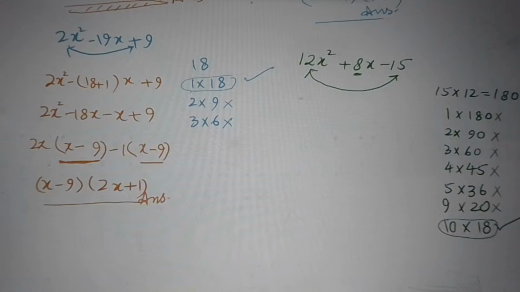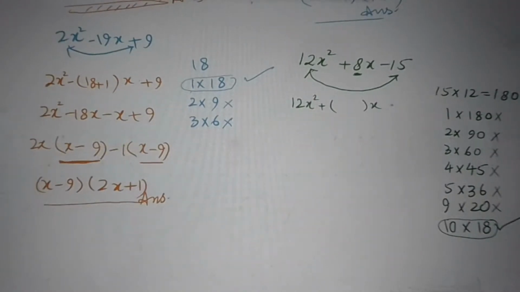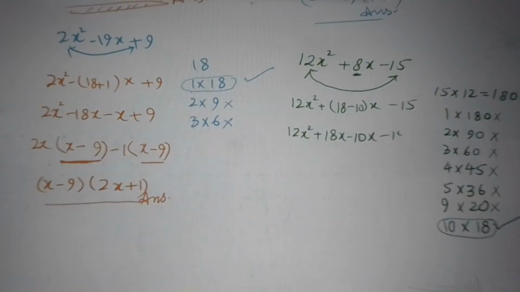And how do we utilize this information? 12x square plus, can we write 8 in the broken form, 18 minus 10? 8 can be written as 18 minus 10. Using 18 and 10 from the factors of 180, we can write 8 as 18 minus 10. After that, 12x square plus, expanding the bracket, we have 18x minus 10x minus 15.